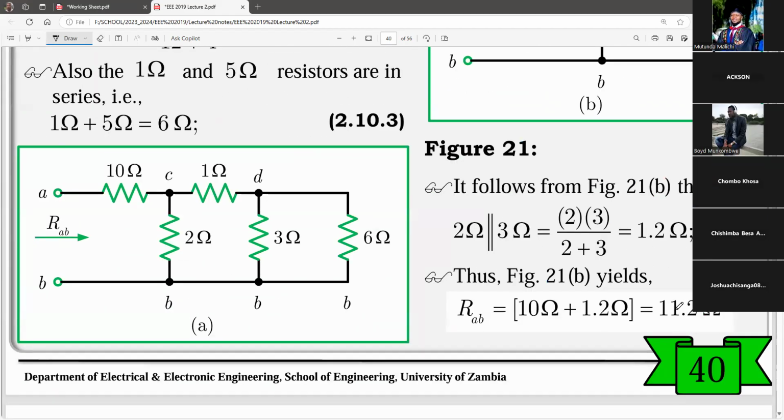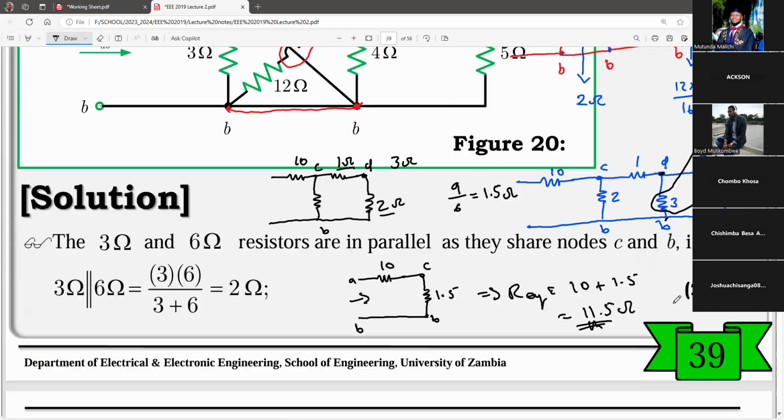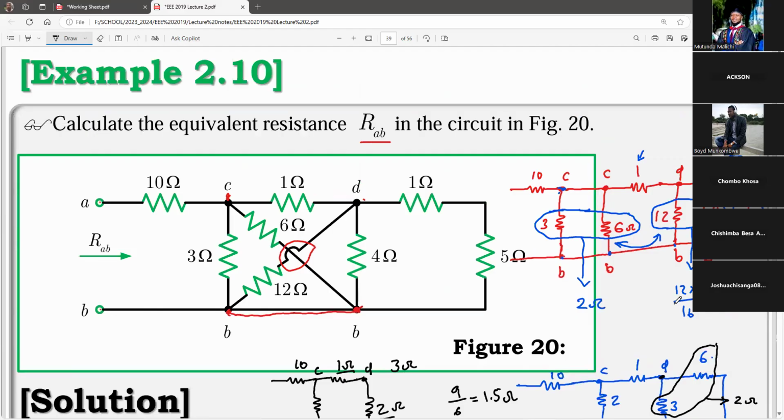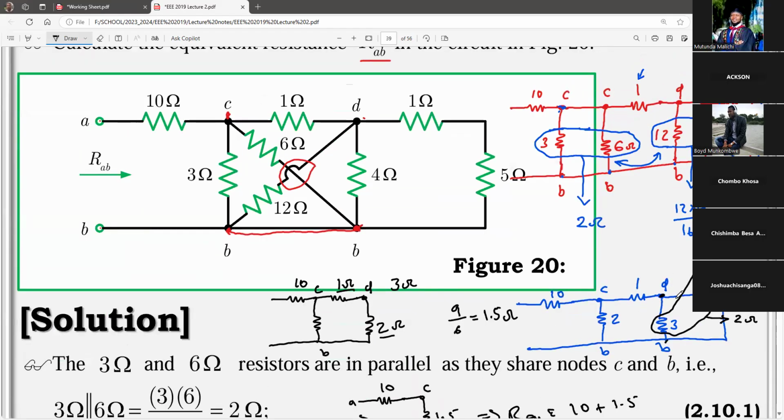Oh, excuse me, sir. Yes. Just a bit of explanation on why the 6 ohms and the 12 ohms are not in parallel. I kind of missed it there.